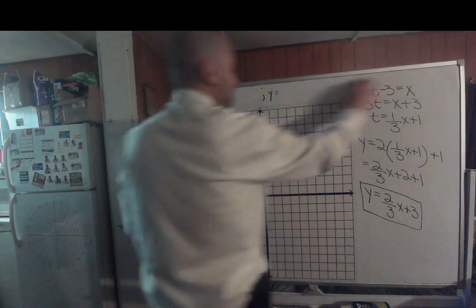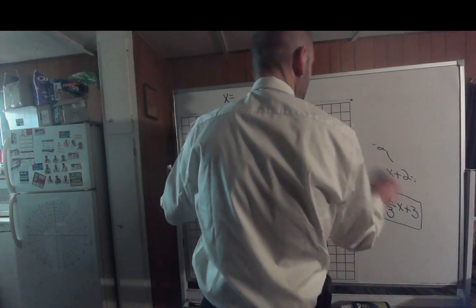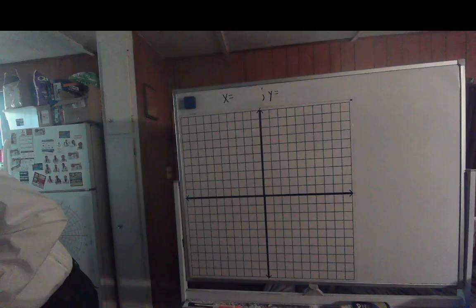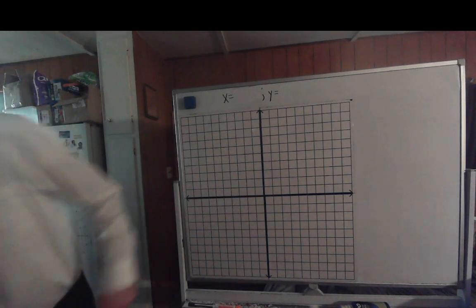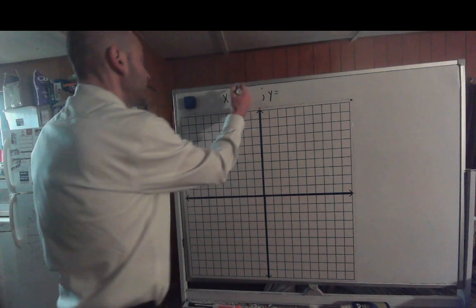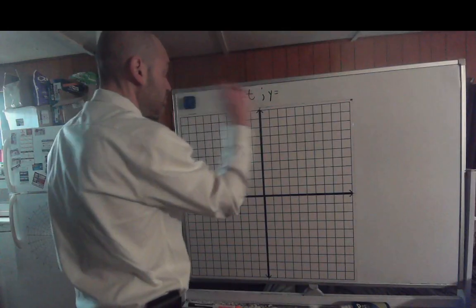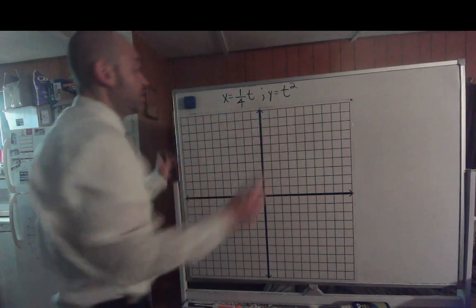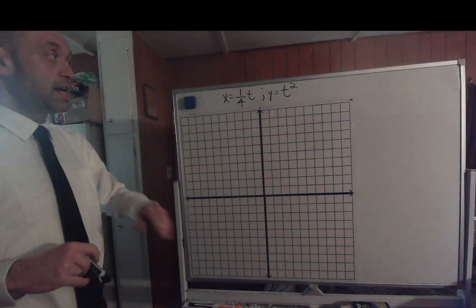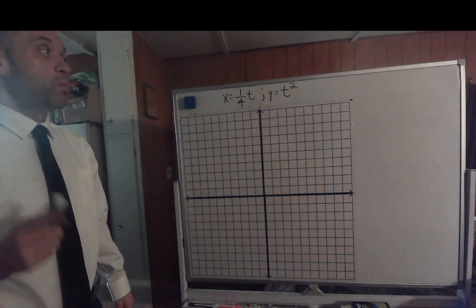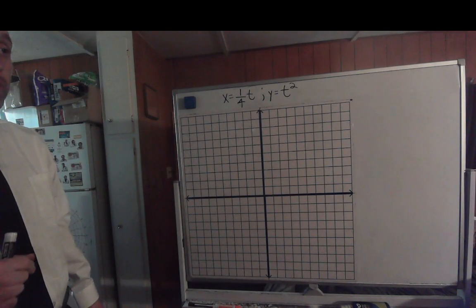Now, what about if we do, let's say, x equals 1/4 t, y equals t squared. So all of a sudden we have a quadratic on the y, but a linear on the x. Well, the process is still the same. Why don't we start with eliminating that parameter t?